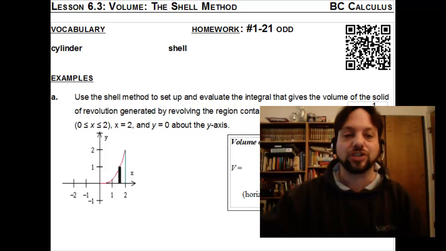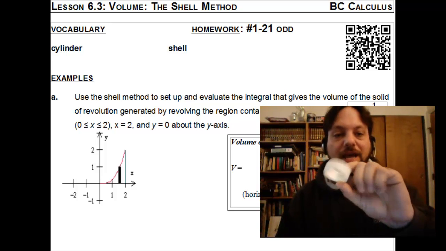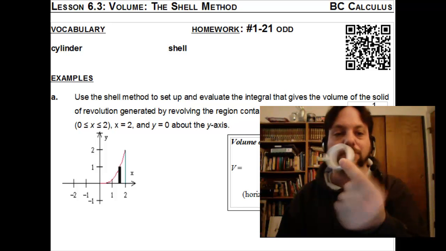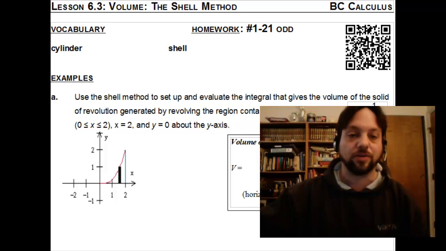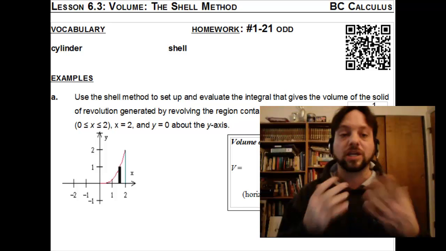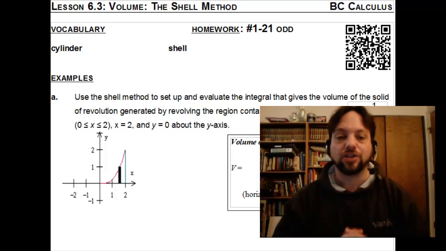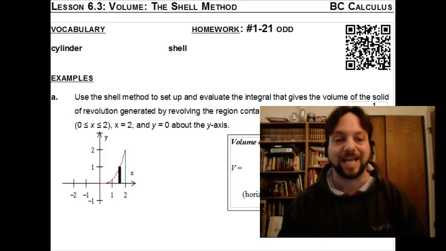Now, when we talk about shells, what we're really talking about is hollow cylinders. And all of these shapes can be decomposed into a series of these hollow cylinders, and we can find the volume that way. So that's what we're going to explore in this lesson. We're also going to compare and contrast using the shell method to using the disc and washer method that we just learned in the last section.